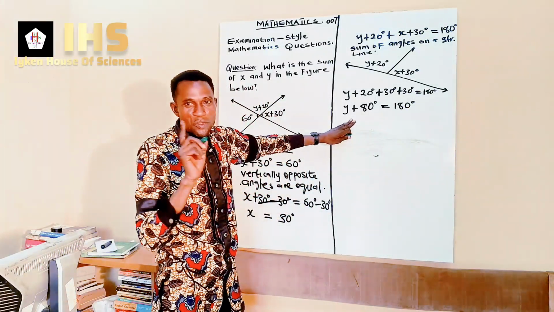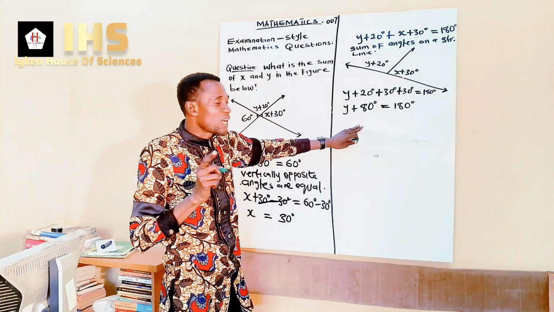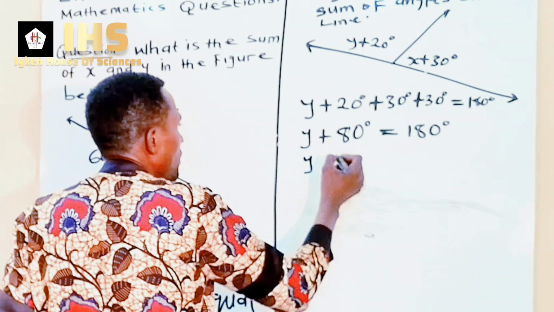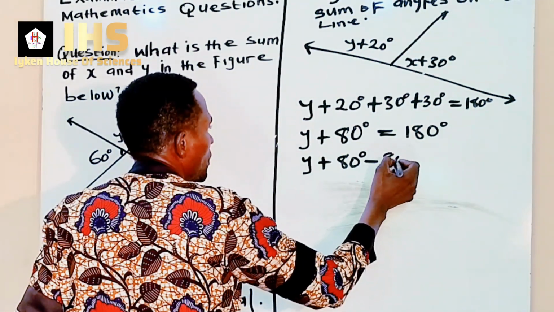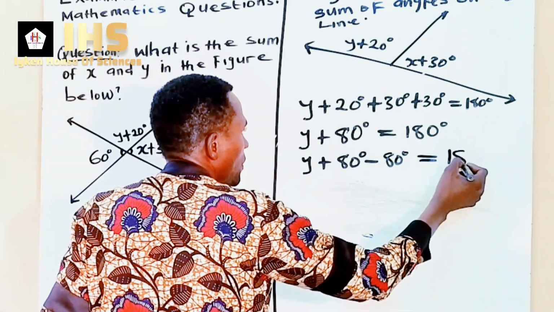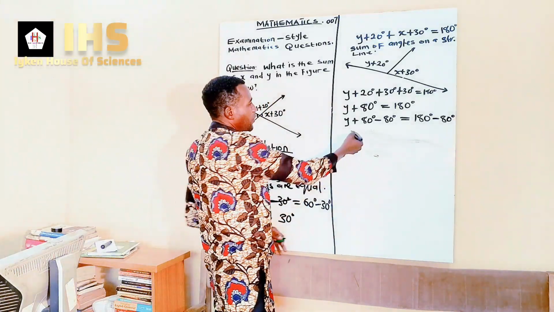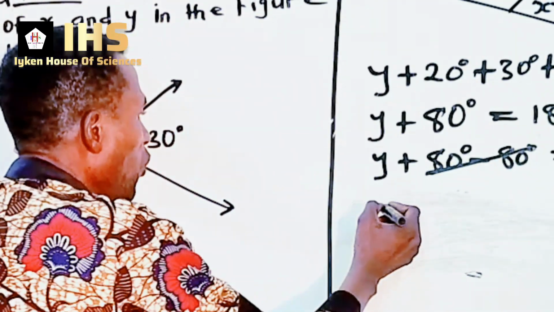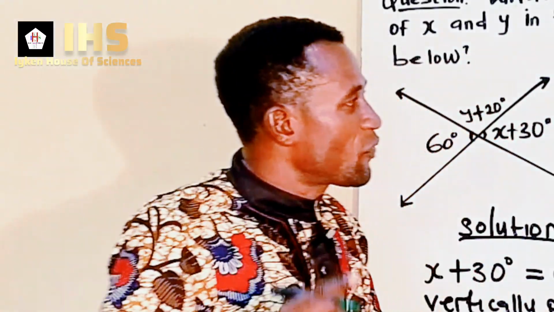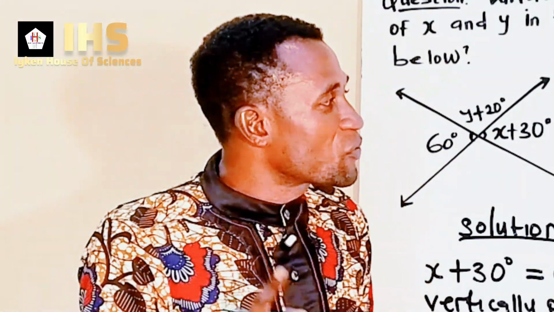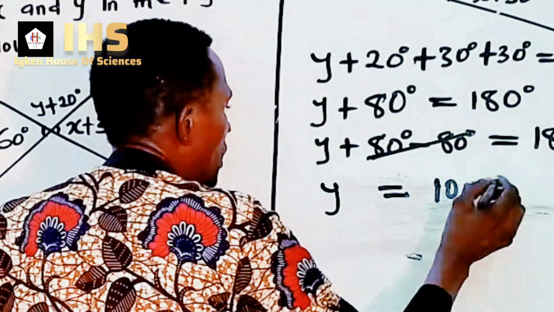Now, the next thing we are going to do to get the value of y is to subtract 80 degrees from both sides. Now, if we subtract, this is gone, and we're left with y equal to 180 degrees take away 80 degrees, and you will be left with 100 degrees. So we have 100 degrees here.